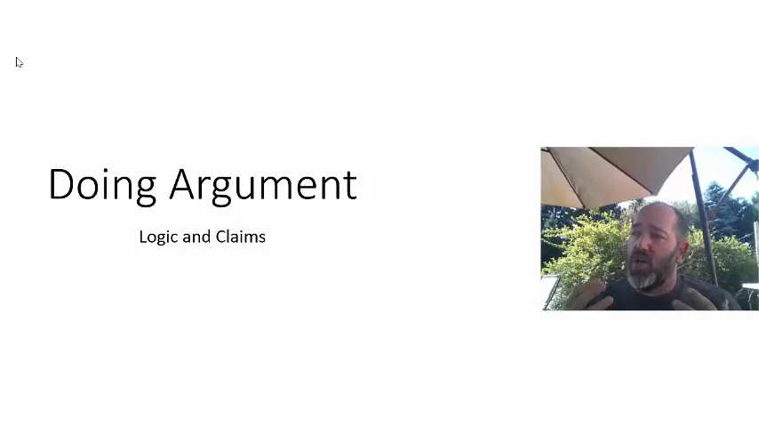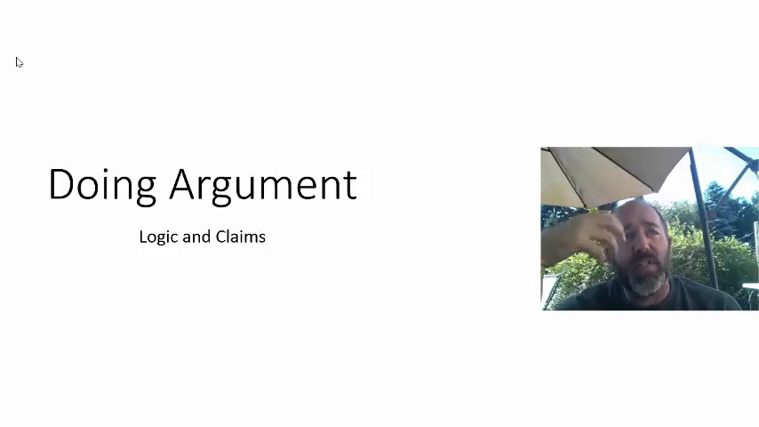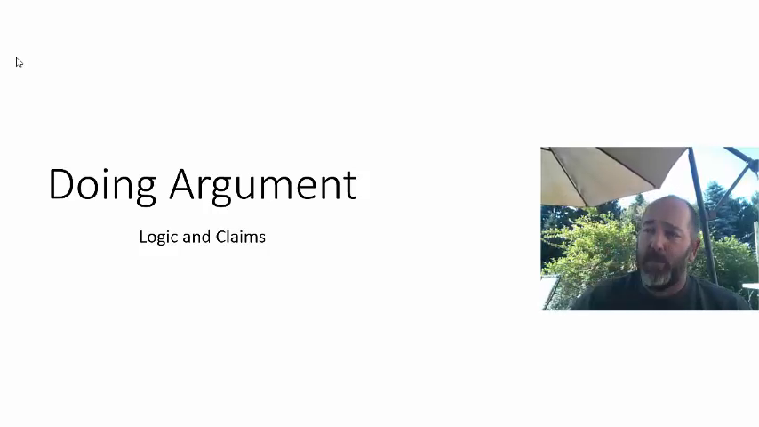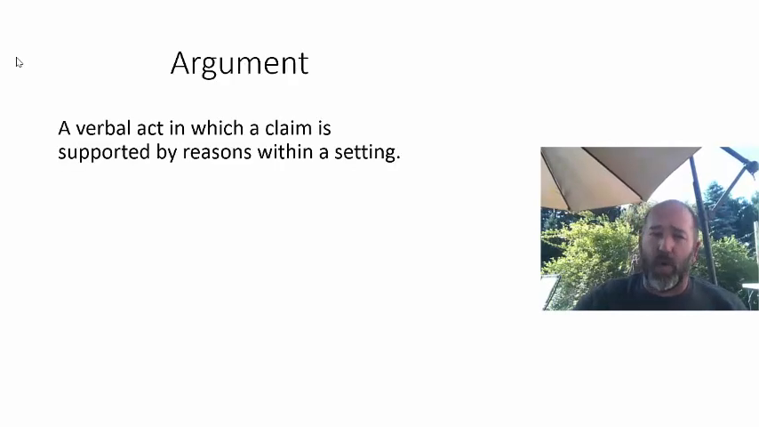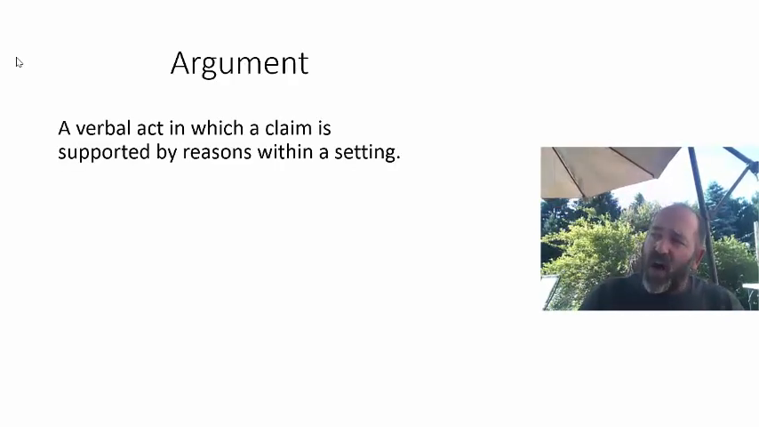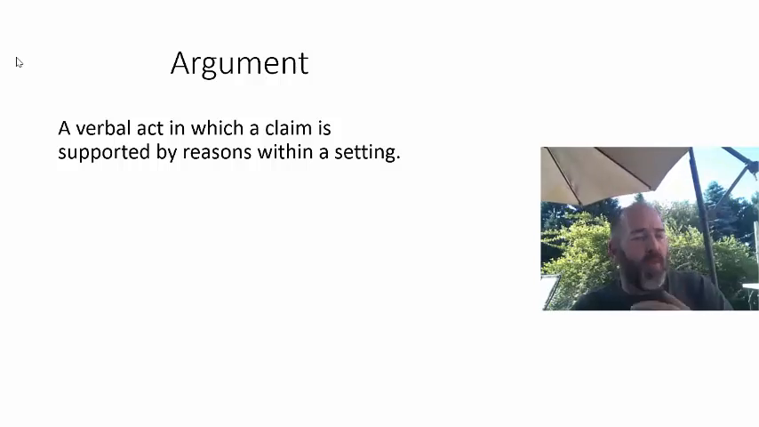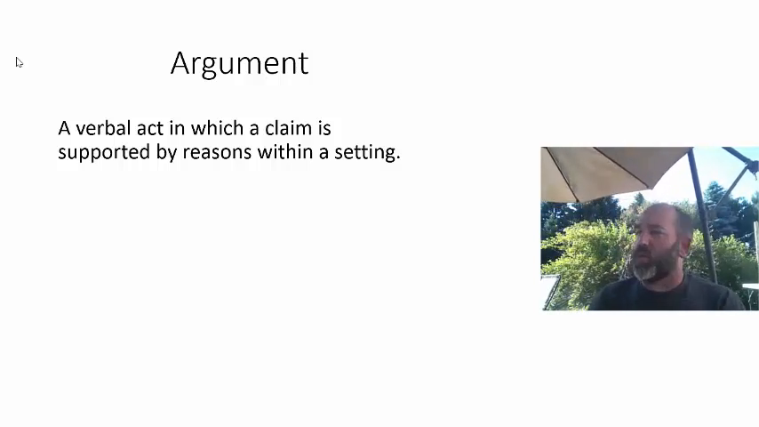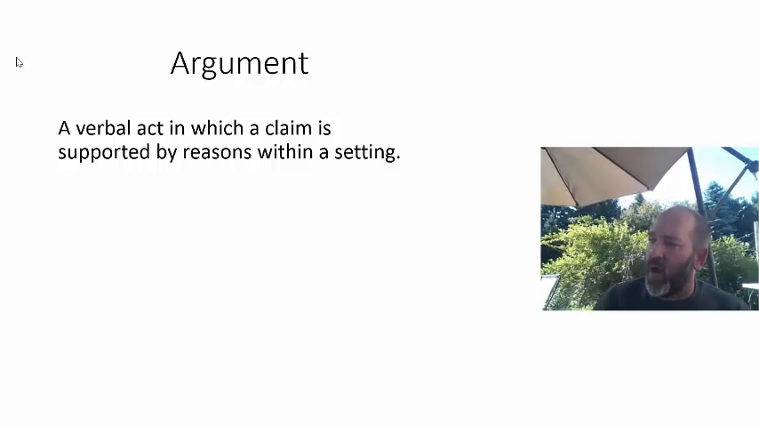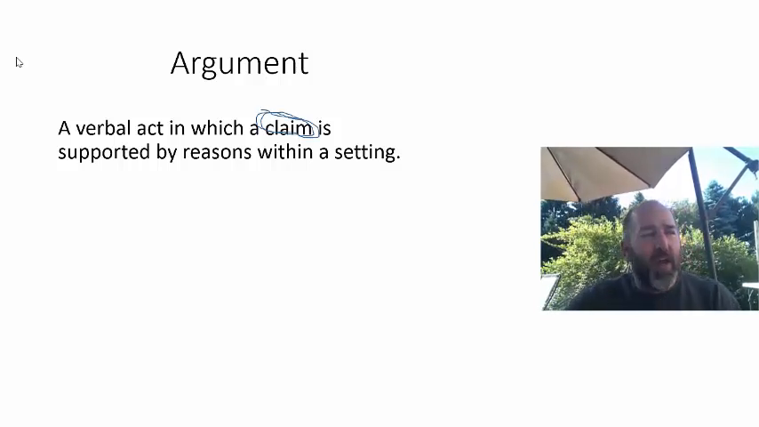And in order to do argument, then, we really need to understand how to refine arguments. And refining arguments begins with understanding claims. We've already talked about this in other lectures, and I think that's important. Okay, we've got a starter definition here of argument: that an argument is a verbal act in which a claim is supported by reasons within a setting. That's an argument. Okay, and we've already had an entire lecture devoted to all four of these concepts.